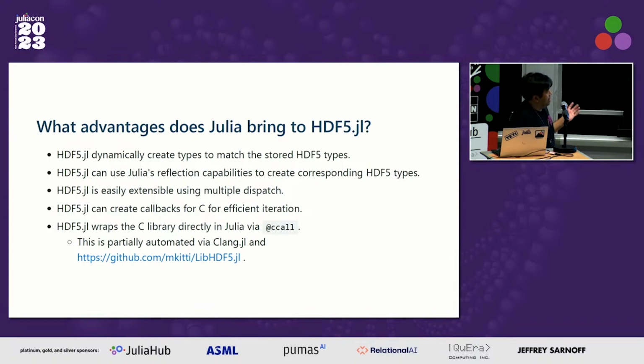And finally, I think we can also really efficiently bind calls in the C library. So I partially automated this already using Clang.jl. And traditionally, this has just been done by hand. But basically, with Clang.jl, we can parse the HDF5 header and automate generation of these bindings.